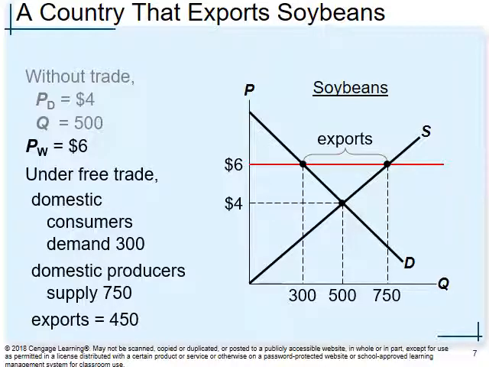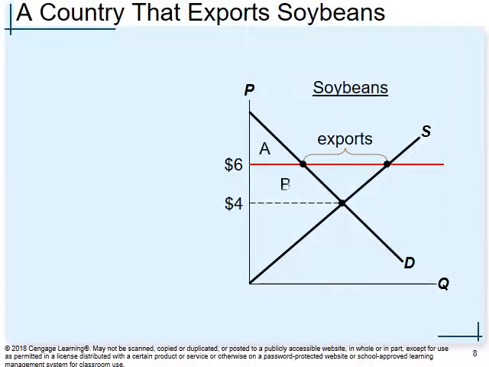But the whole amount that would be exported is the difference between 750 and 300. So that's 450 soya beans that will be exported at the world price of 6 euros. Now we will see how the consumer surplus and producer surplus change here.